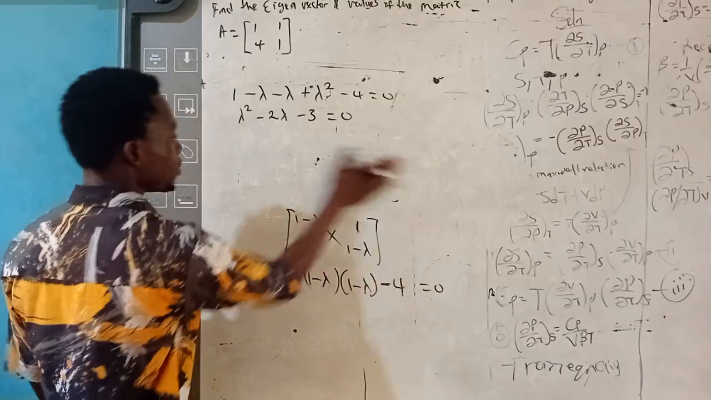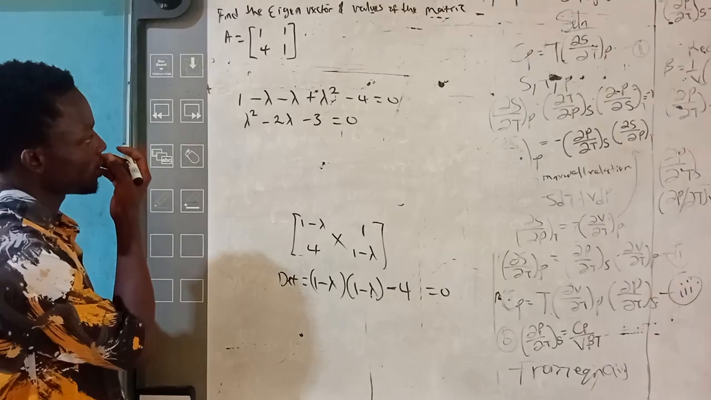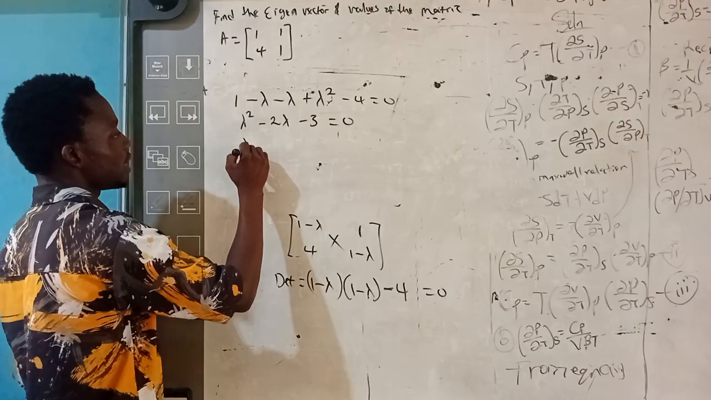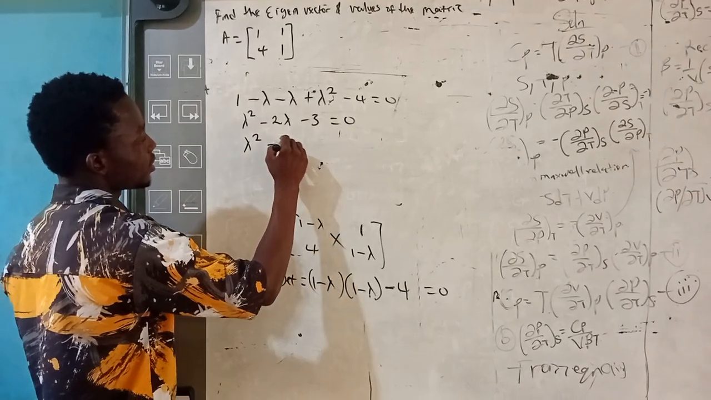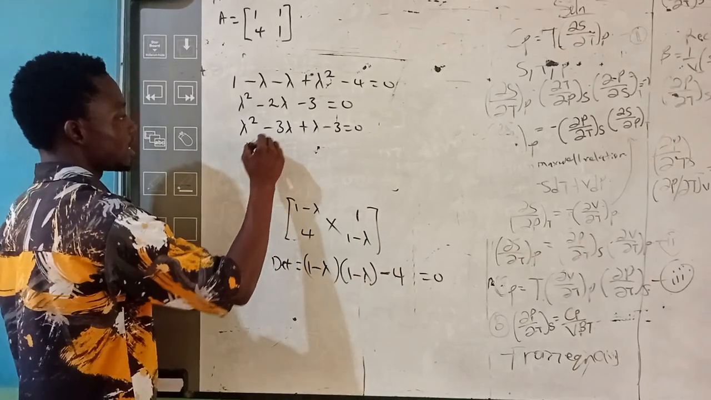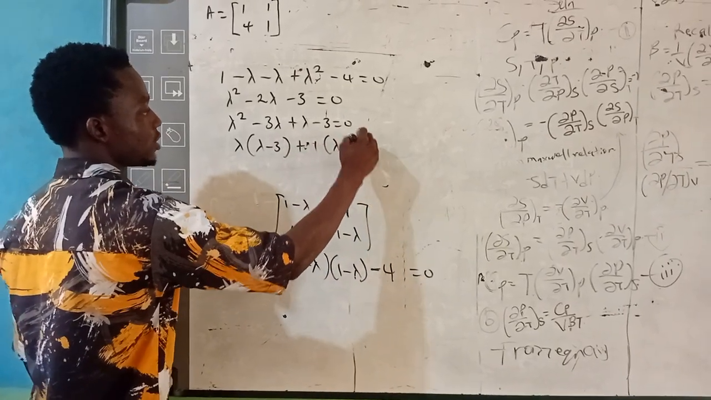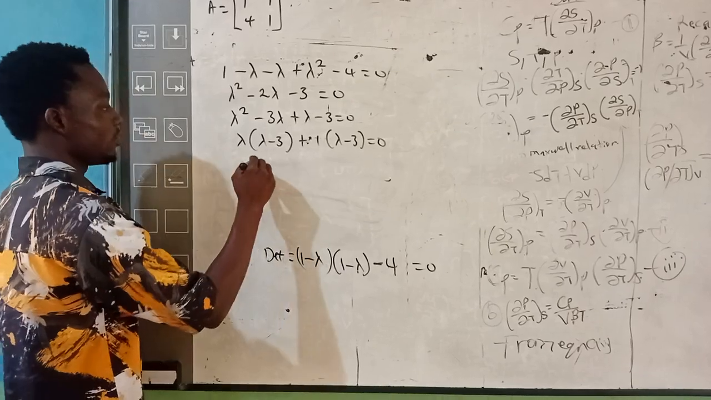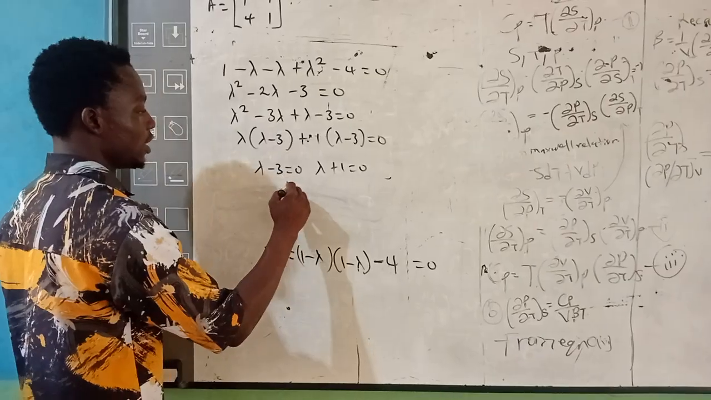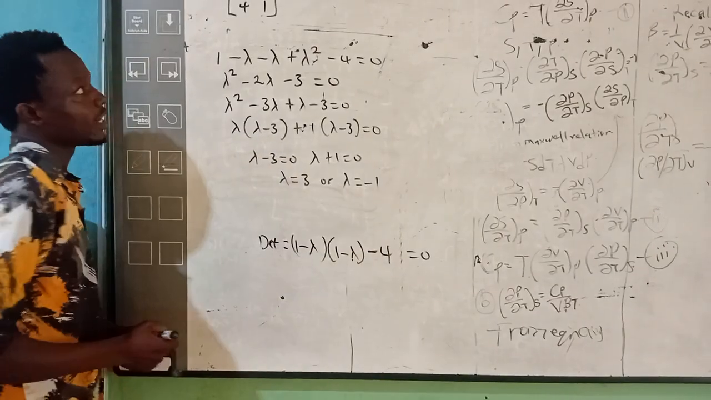So let's solve using the quadratic equation. Can we factorize this? Yeah, we can. So this gives us lambda square minus 3 lambda plus lambda minus 3 equals 0. So we have lambda into lambda minus 3 plus 1 into lambda minus 3 equals 0. So here we have lambda minus 3 equals 0, lambda plus 1 equals 0. So we have lambda equals 3 or lambda equals minus 1. So these are our eigenvalues.